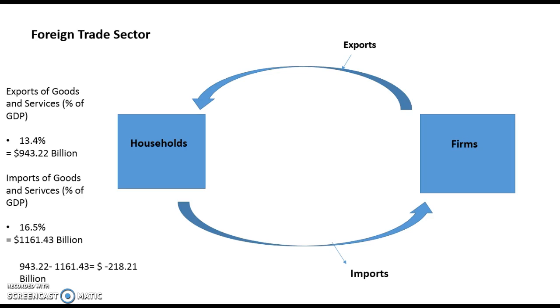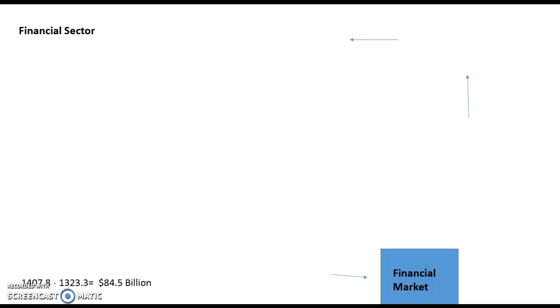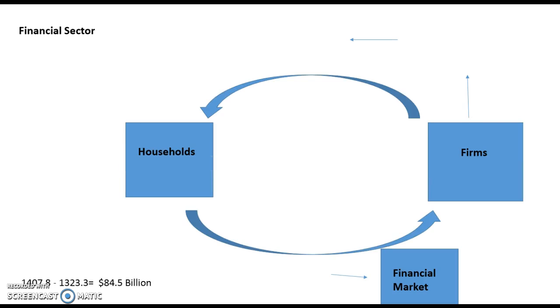So now we're going to look at another four-sector circular flow diagram. Now we're going to look at the financial sector. There again, we have households and firms. When we talk about the financial sector, we talk in terms of investment and savings. We see savings as a leakage and investments as an injection.